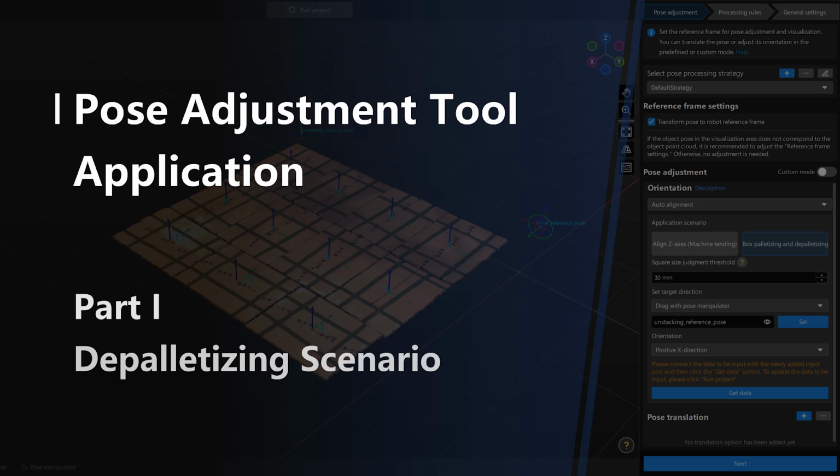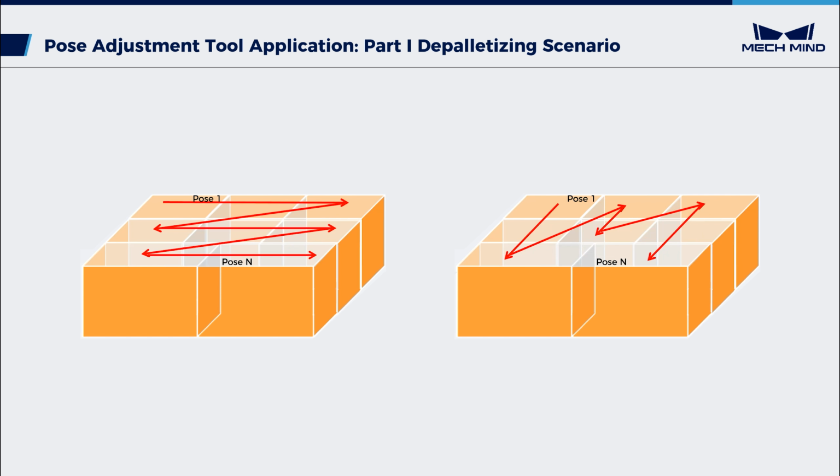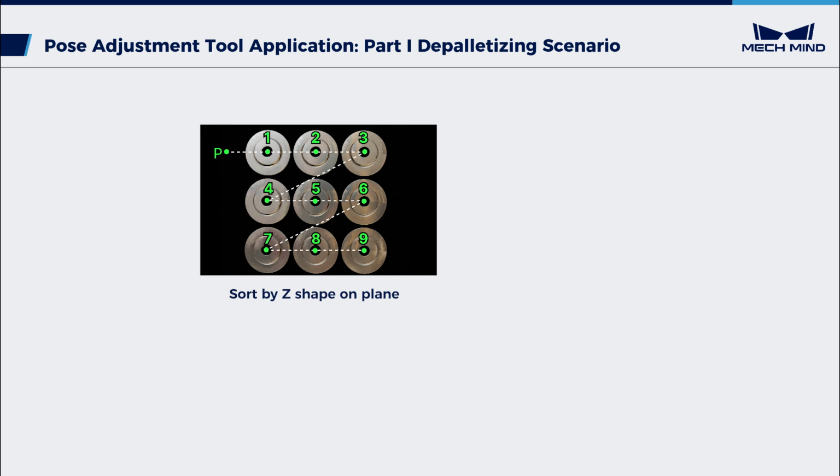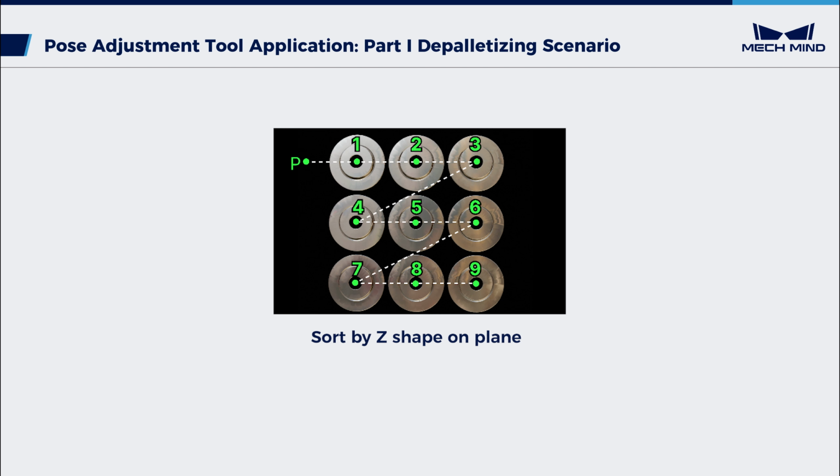This video introduces the pose adjustment strategy and specific parameter configurations in the depalletizing scenario. For this scenario, it's often necessary to specify the picking sequence of boxes. The pose adjustment tool supports various sorting methods, such as sorting by both Z and S shapes on plane. Here, we take sort by Z shape on plane as an illustrative example.